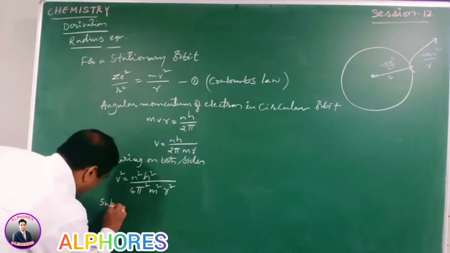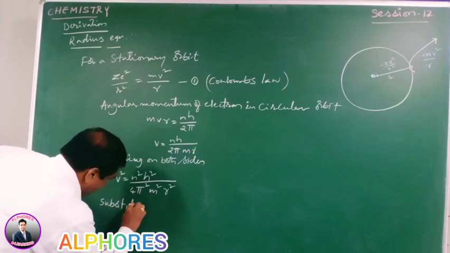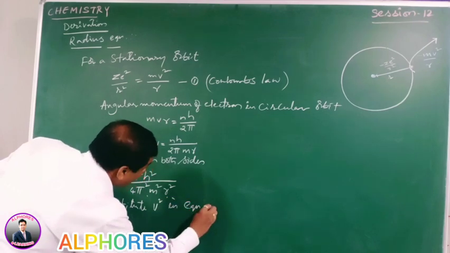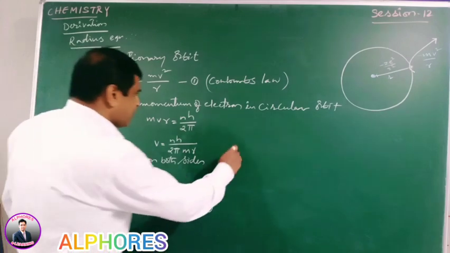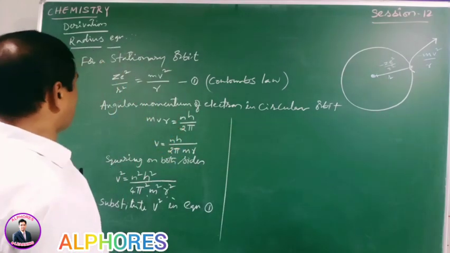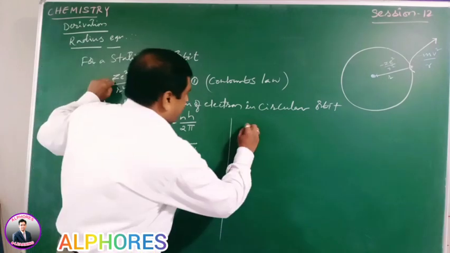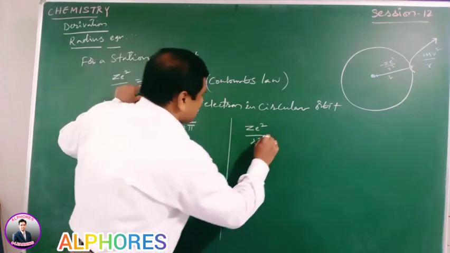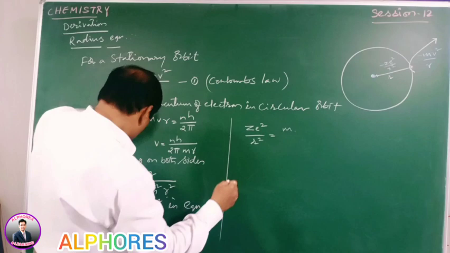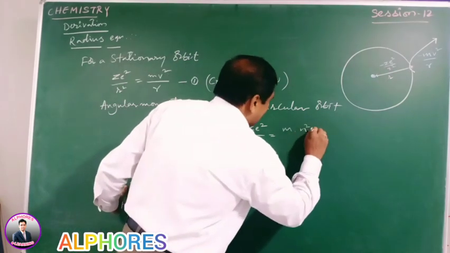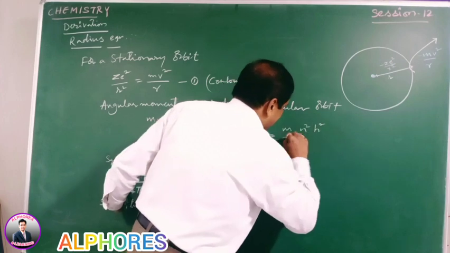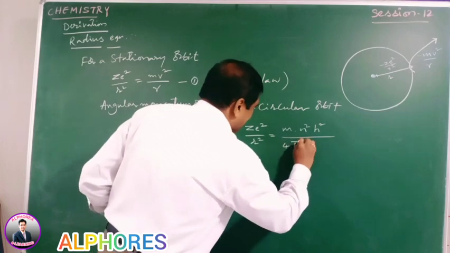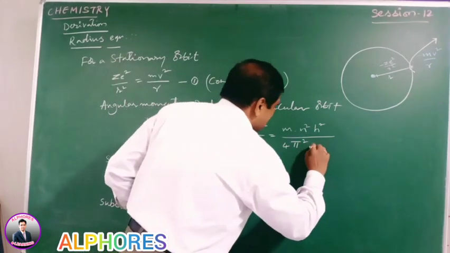Substitute v square in equation 1. Okay, now in equation 1, let us see here, that means in equation 1, z square by r square is equal to m into v square, that is n square h square by 4 pi square m square r square.